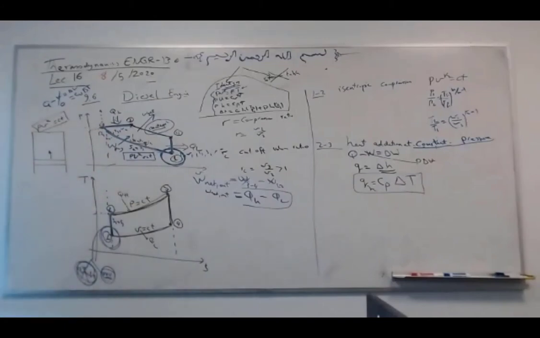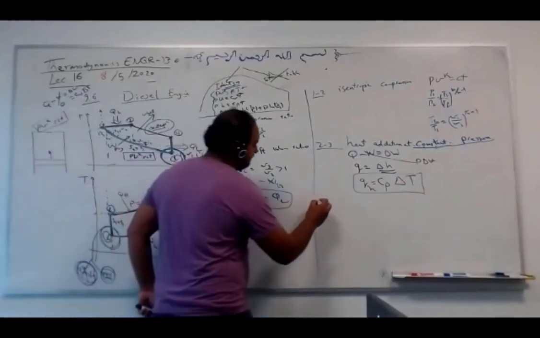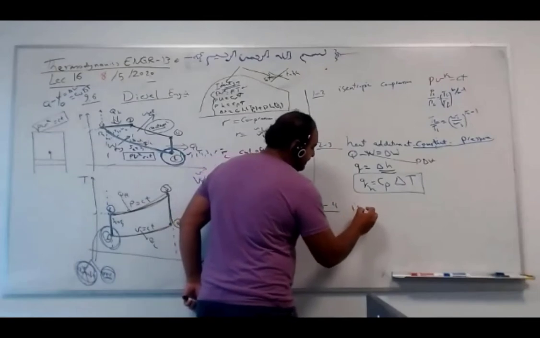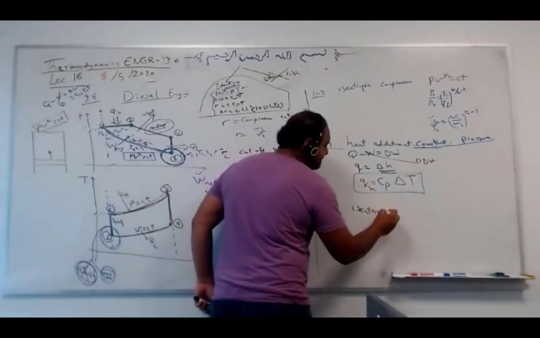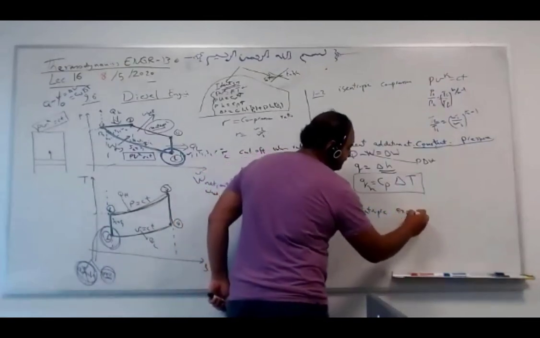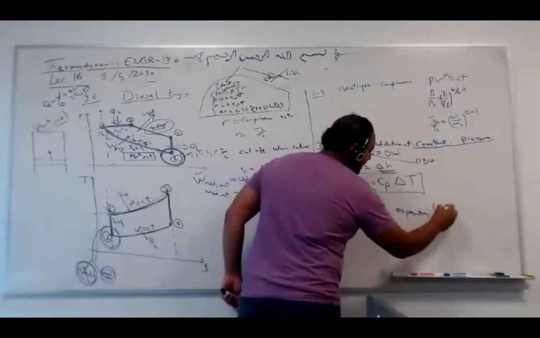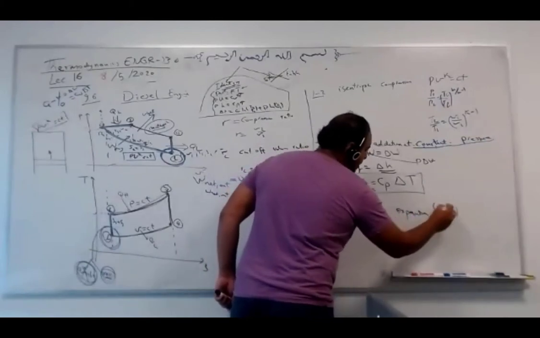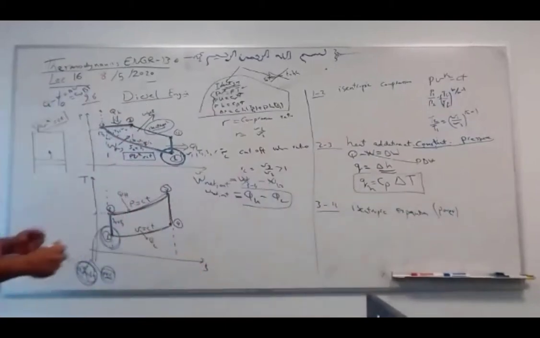Okay, guys? So 3 to 4 is isentropic expansion, or power. It's the power stage, the power stroke. This is where we get work or power to rotate the shaft.